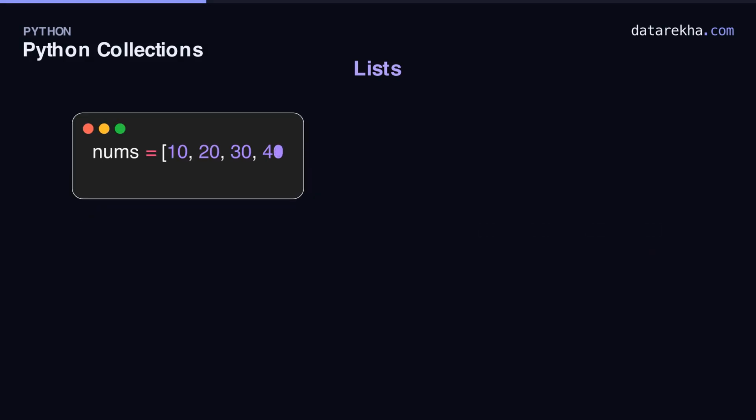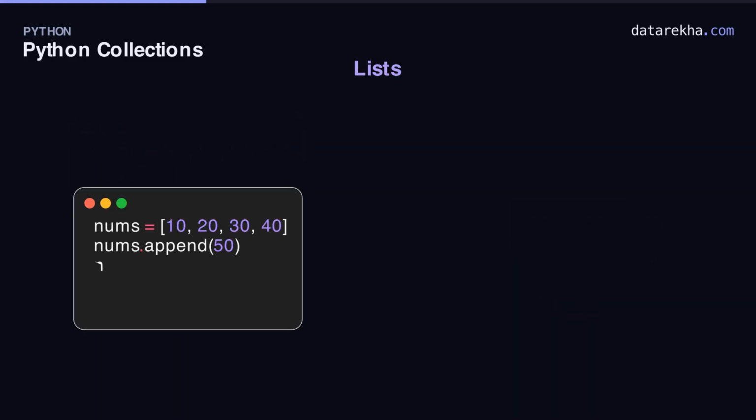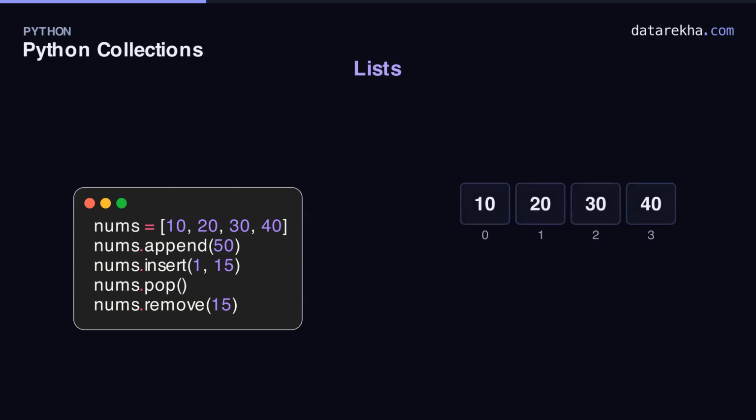Now slicing, nums[1:3] means start at index 1 and stop just before 3. The stop is excluded. That trips people up. So you get positions 1 and 2 only. Lists are mutable. They change in place.